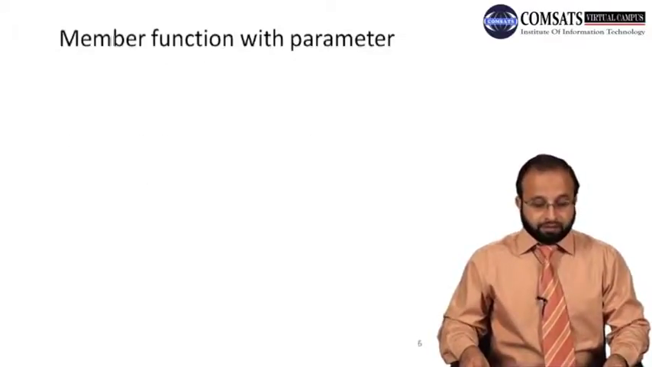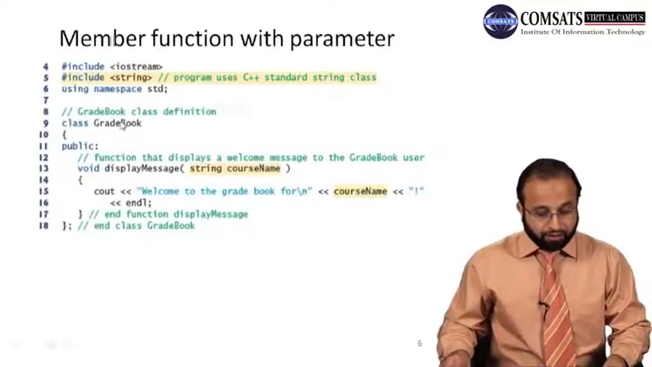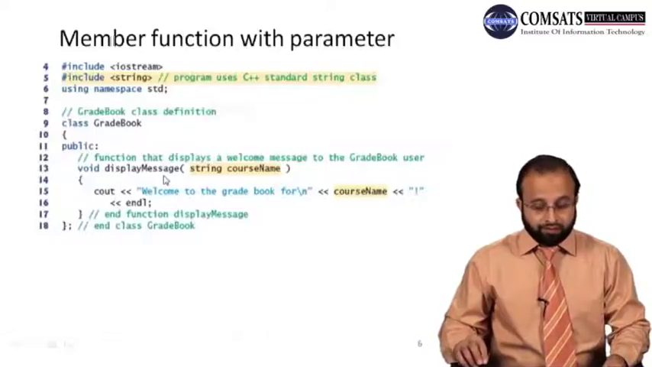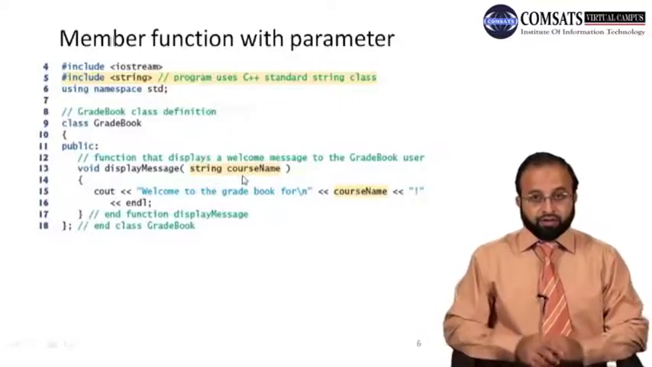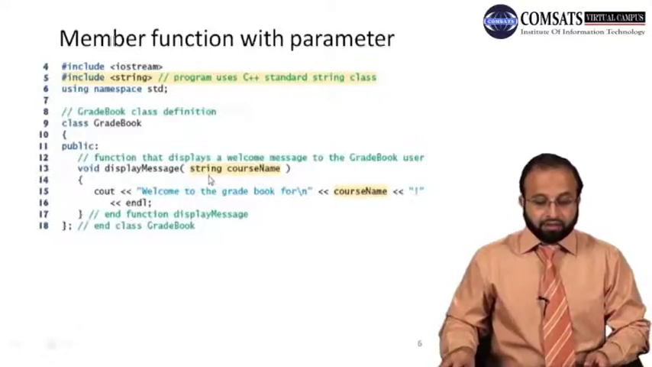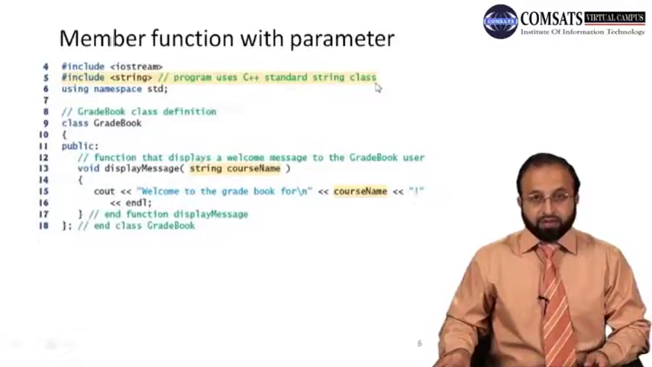Member function with parameters. Consider the same example, the GradeBook example. Now you can see this is the class GradeBook. The definition starts from line number 9 and ends at line number 18. We have the function display message, and now this function has one parameter of type string. The course name is an object of the string class, and this is why we include string: #include <string>. The program uses the C++ standard string class.